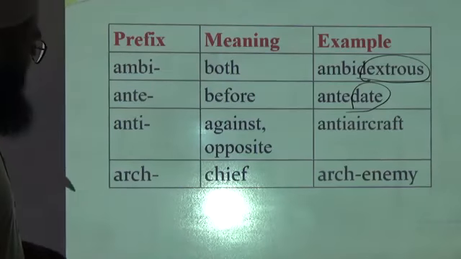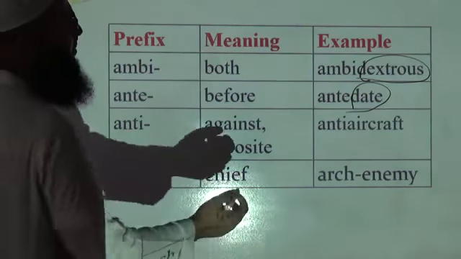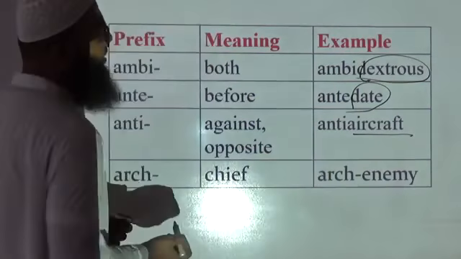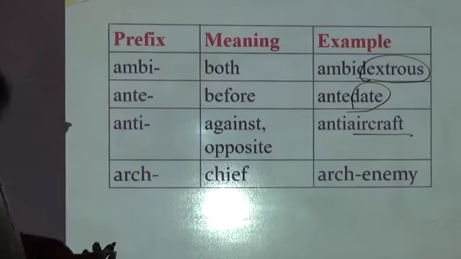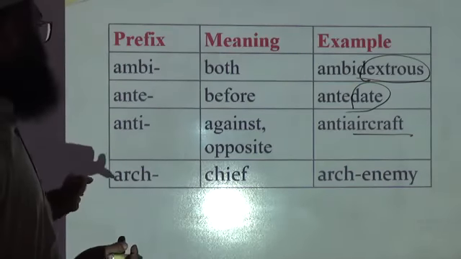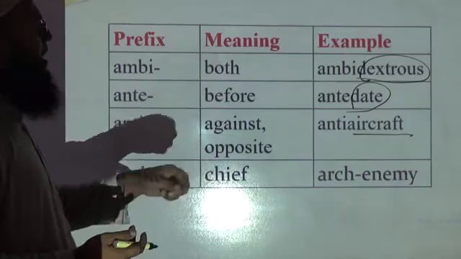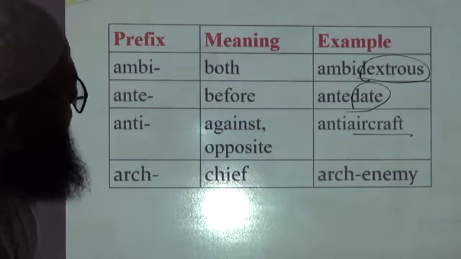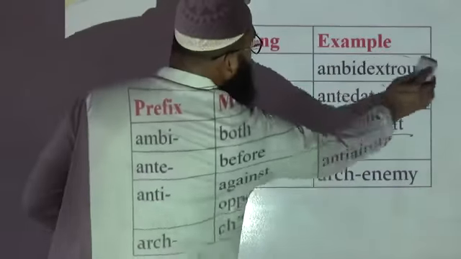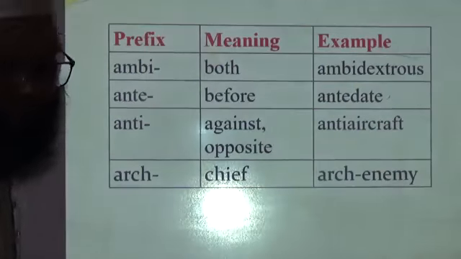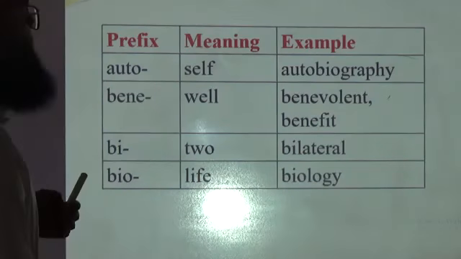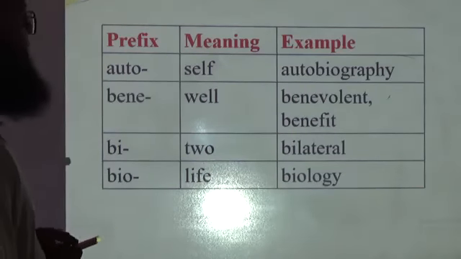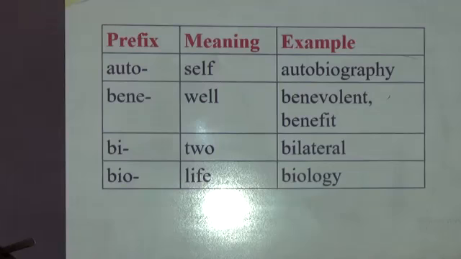Anti, against, opposite. Haircut. Anti has been added before the haircut. Anti-haircut. Arch, that's chief. Arch-enemy, principal enemy. Auto, that means self. Autobiography, you know, biography means life story, autobiography means autobiography.